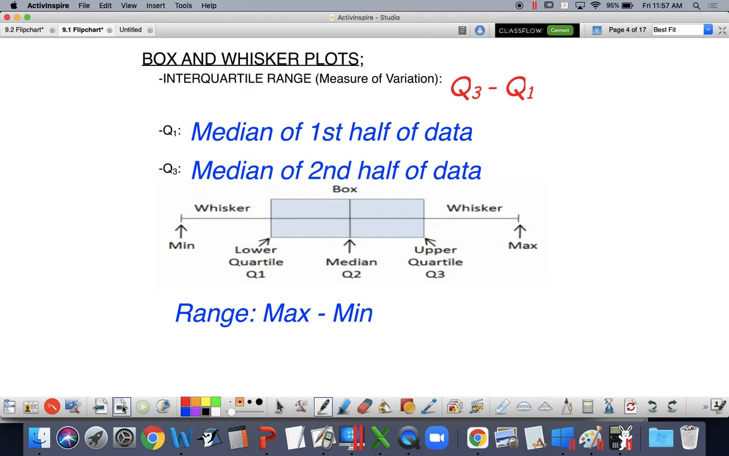Q1 is the median of the first half of your data. So you're going to take the first half of your data. You're going to forget that other half of your data exists. And you're just going to look at that first half and say, okay, what's the middle of the first half? Q3 is going to be the median of the second half of your data. Make sure you have all these definitions down in your notes. And then I put a little picture in there so you can kind of see where all of these data points go when you're drawing a box and whisker plot.